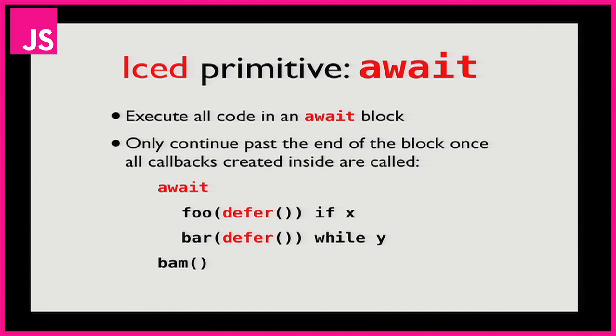But let's say you enter that if statement, and you go through the while loop 3 times. So you'll have made 4 defers. So control will block at the end of the await block until all 4 of those callbacks generated by defer have triggered. So it's a way to stop your program until you have an answer to things you need to proceed. So once all that's done, then you can go on with your program.